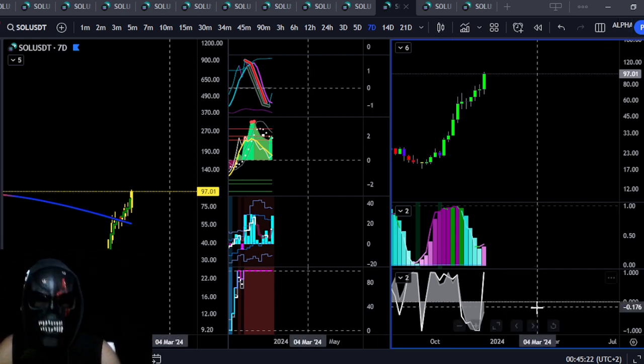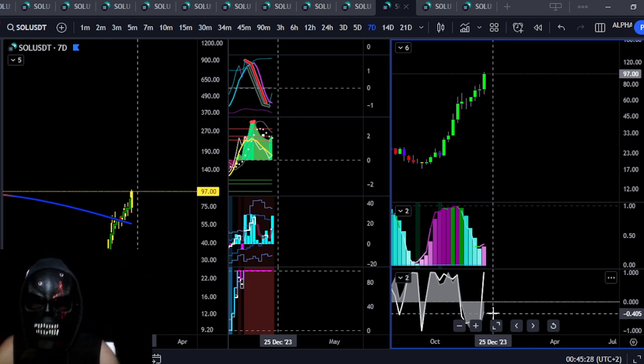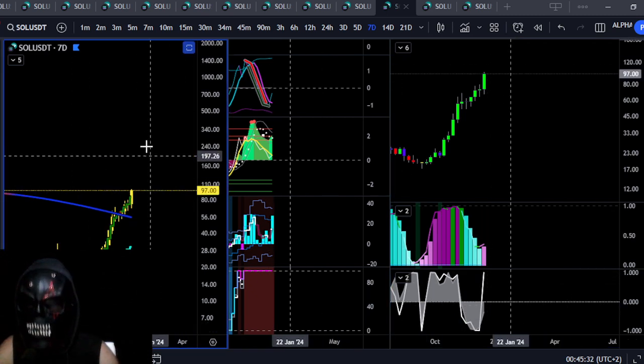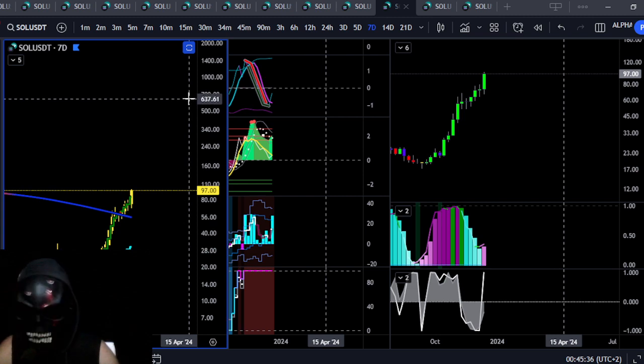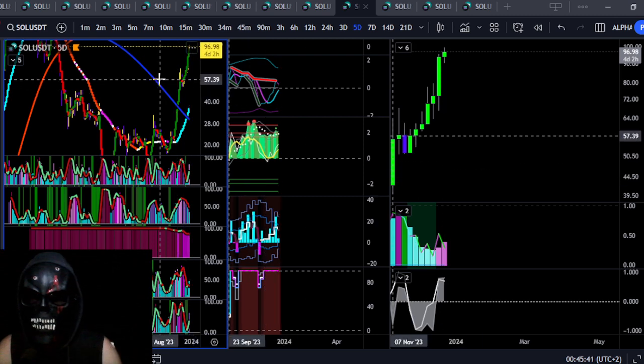So this is 7 day. It's maybe got another week maximum, so end of this year, before she literally goes into full-on pump mode. And these are the targets we're looking at. All these plebs with their TA, they don't know what's going on.